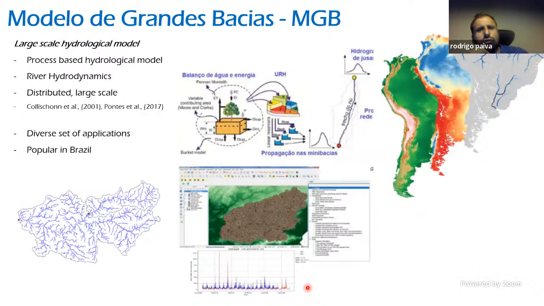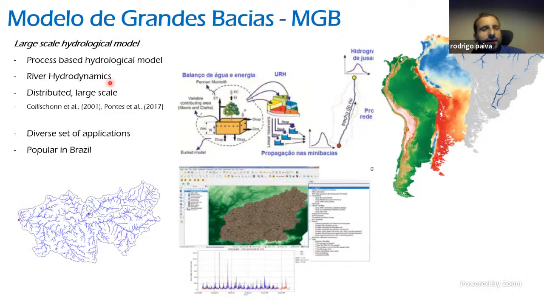the first set of tools released through hydrological models, we develop and use this model that we call Modelo de Grandes Bacias, MGB, in Portuguese, which stands for Large-Scale Hydrological Model. It's basically a process-based hydrological model that simulates the different hydrological processes in a basin using physical-based equations. For example, evapotranspiration, water in the soil or in the groundwater. And it also accounts for river hydrodynamics. So how flood waves propagate along the river network.